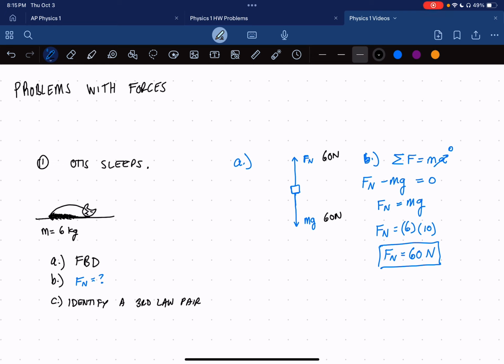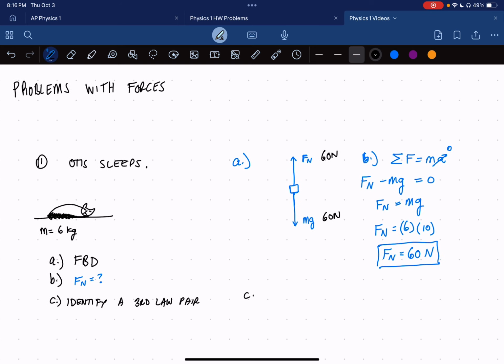Question C is identify a third law pair of forces. So you might need to go back and check Newton's third law. It says when one object puts a force on a second object, the second object simultaneously exerts a force equal in magnitude but opposite in direction on the first object. Now, you might be looking at the free body diagram and noticing that these are both equal and opposite direction forces, but the free body diagram is not an example of Newton's third law.